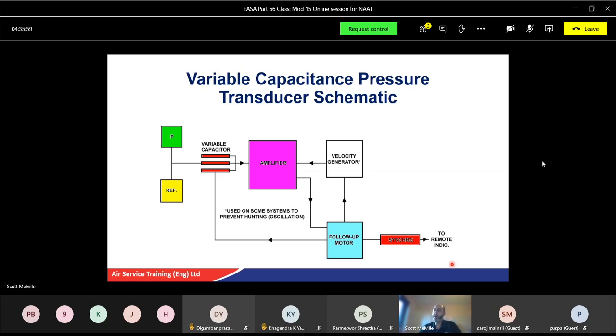Variable capacitor pressure transducer schematics. This is the more basic type you'll come across. So a capacitance type thing. Got a reference point, a potentiometer, variable capacitor, an amplifier to amplify the signal, a velocity generator, a motor, and some sort of synchro as well. That'll direct a signal to a millivolt meter, digitizer, etc., and a light emitting diode. And again, we shall see how it goes from this. That's the basic setup.